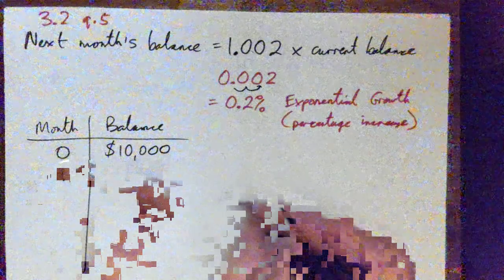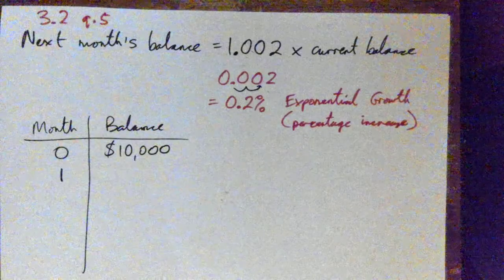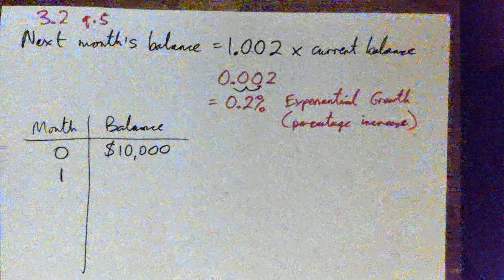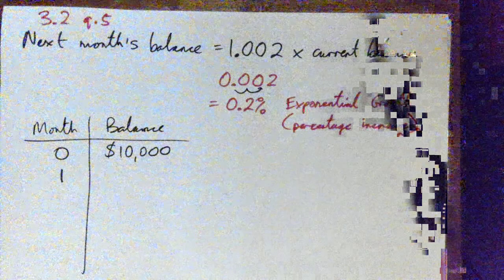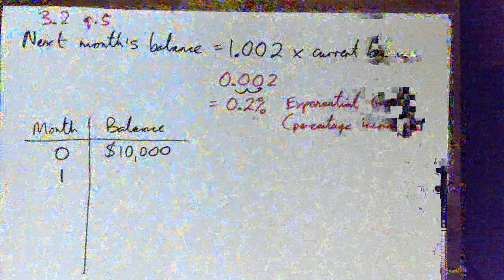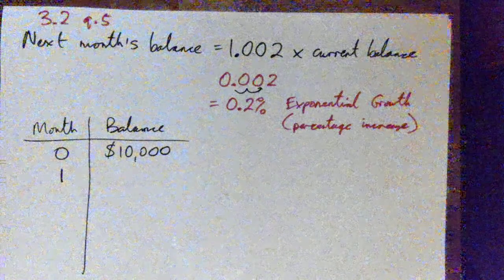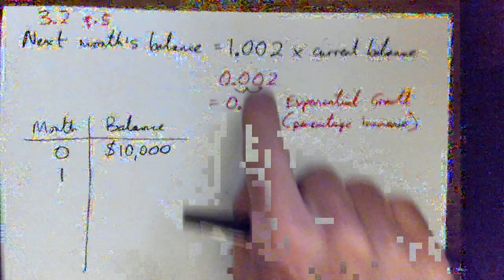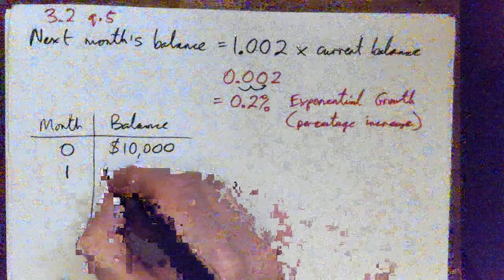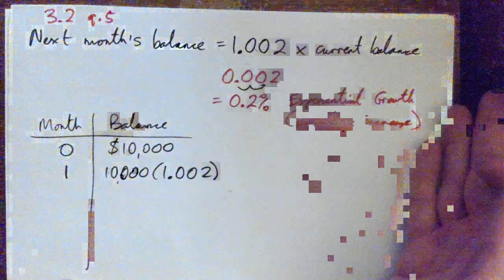After 1 month, what is going to be in the account? Can you figure that out? So the next month's balance is this number times the current balance. So see if you can figure out what it should be. $10,020. Right. So we take our 10,000 times 1.002, because that's what it told us to do, and you get this.